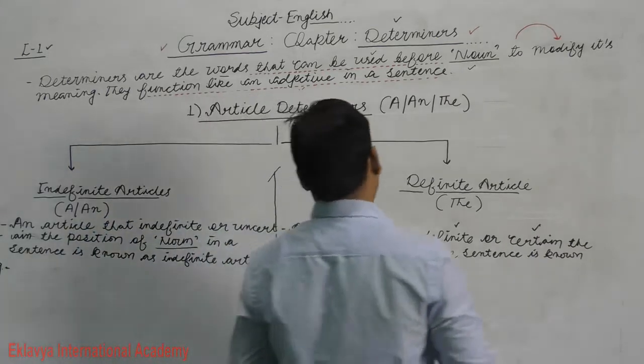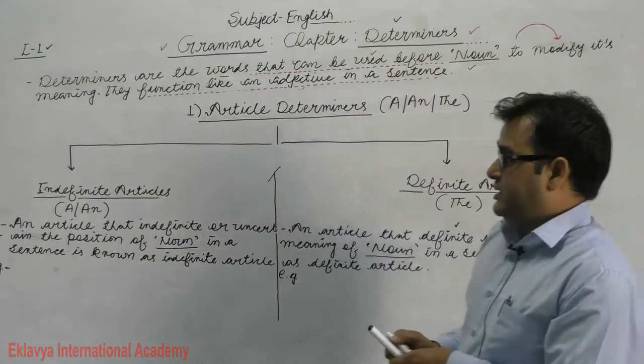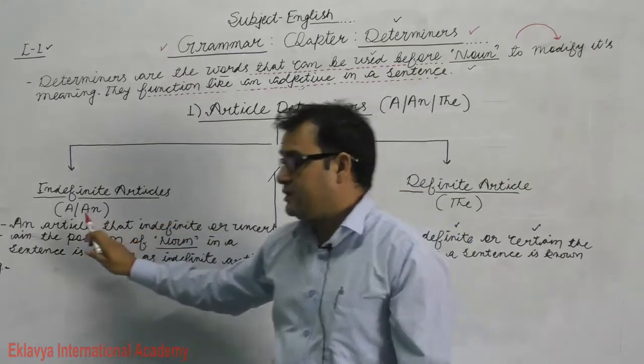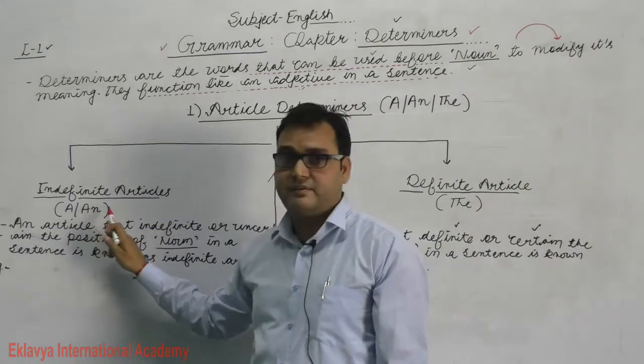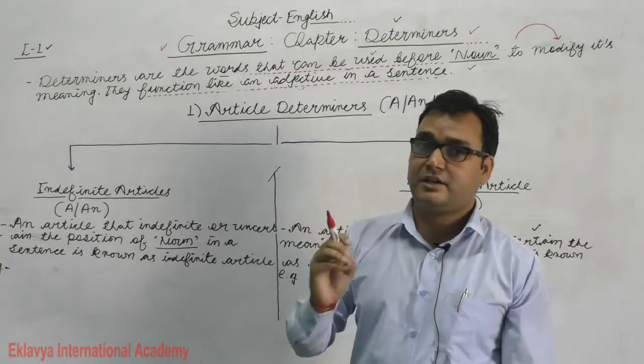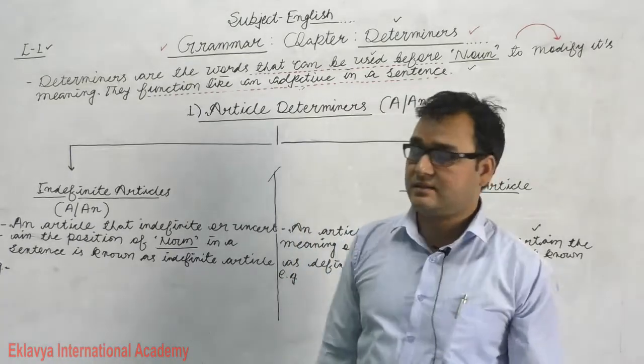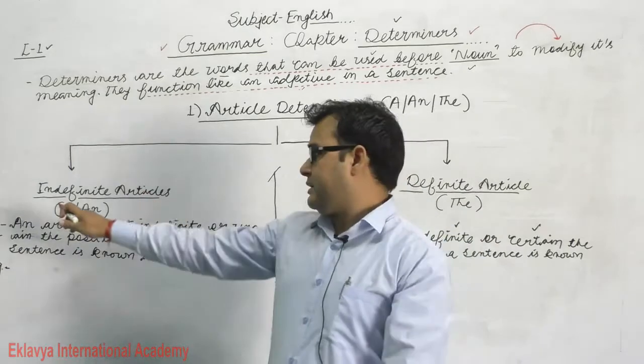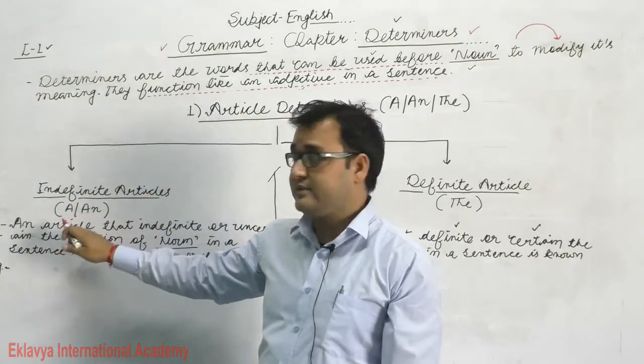Okay students, let's find out. So indefinite article, in this article we have two kinds of article. The first one is a and the second one is an. We use a or an article as per the criteria of sound, not as per the letter. We'll discuss about it, don't worry. Let's have the meaning and definition first.